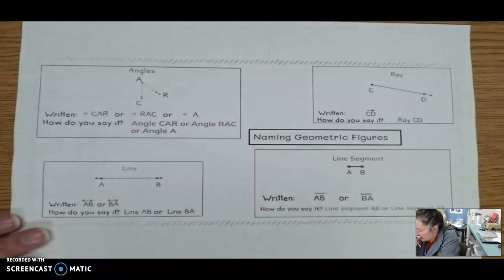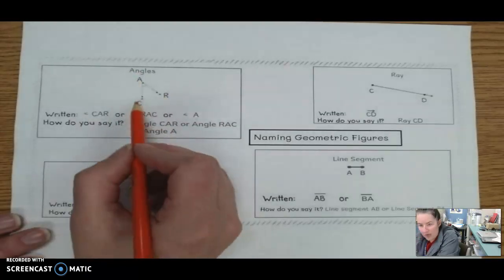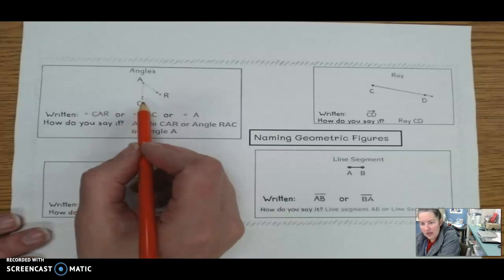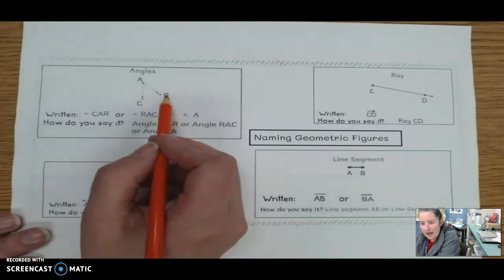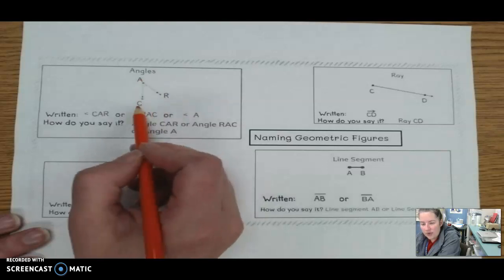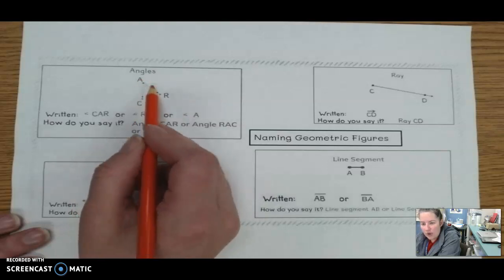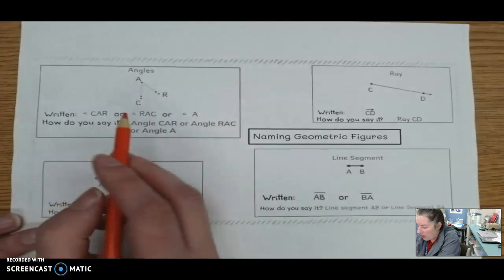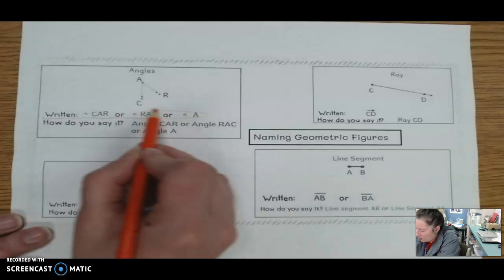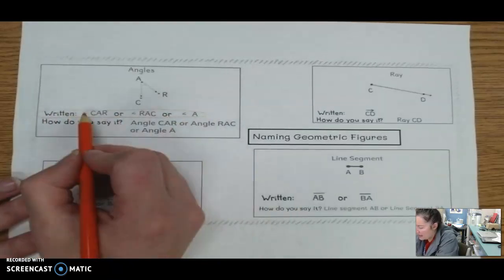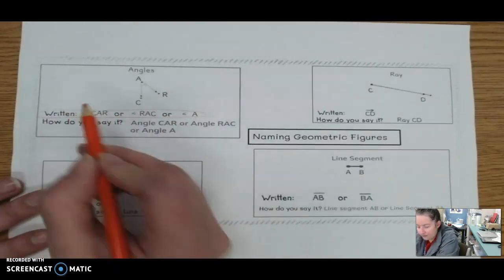Let's look at angles. So this is a picture of an angle right here. And notice it has some points on it, and the points are labeled. Like this point is labeled with a C, this point labeled with an A, this point labeled with an R. So how would this angle be written? There's three different ways this angle can be written. This is the little angle sign.